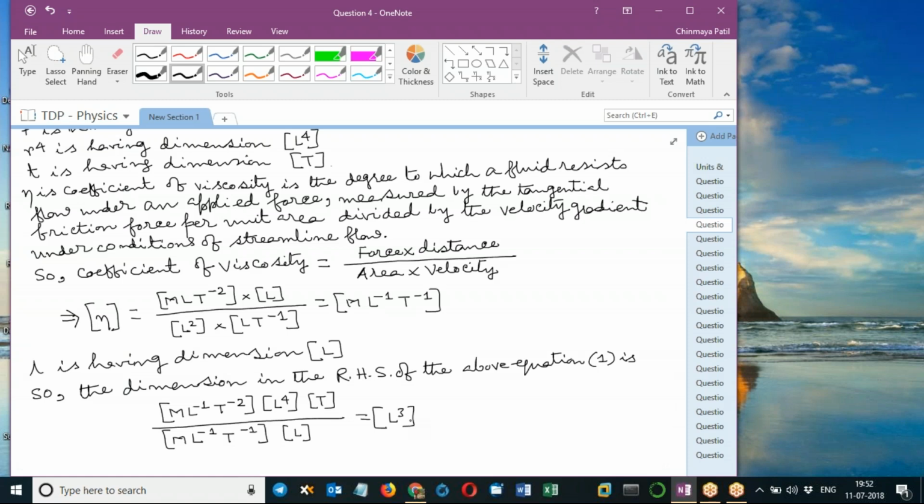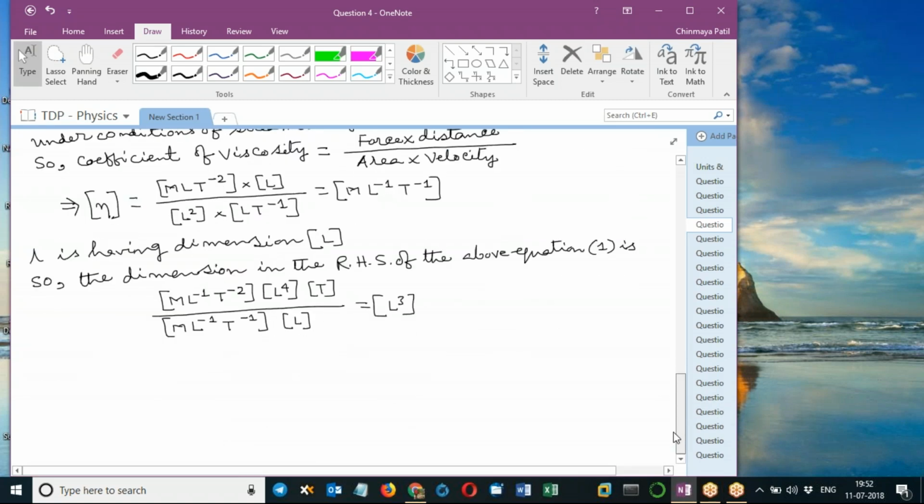So this is also dimensionally correct. It also proves the principle of homogeneity. Exactly, correct. Sir, what is homogeneity? Homogeneity means both left hand side and right hand side have the same dimension.